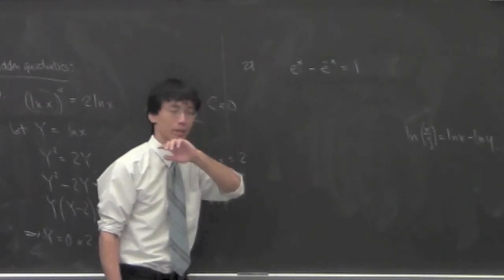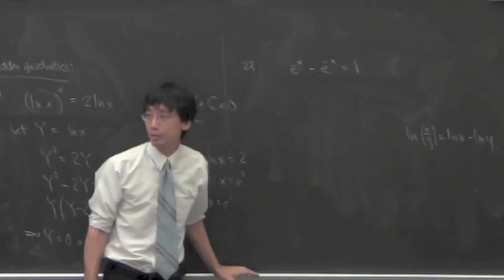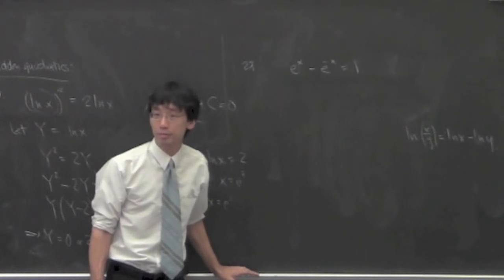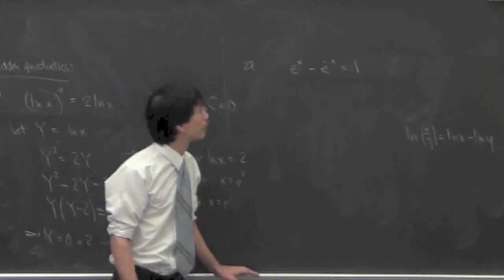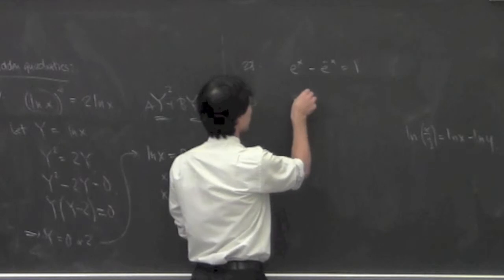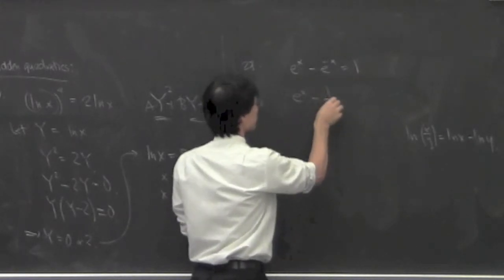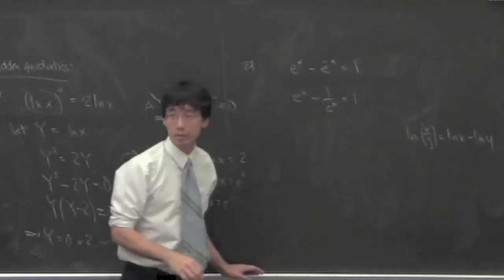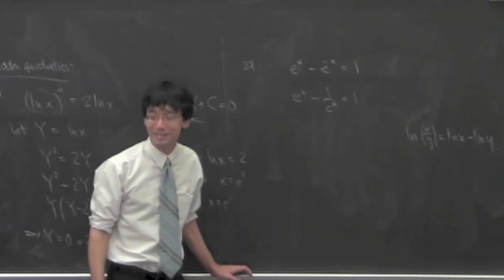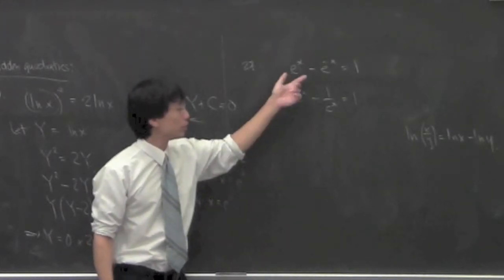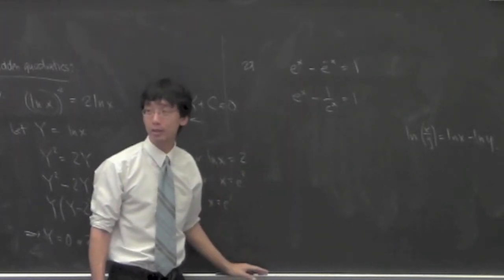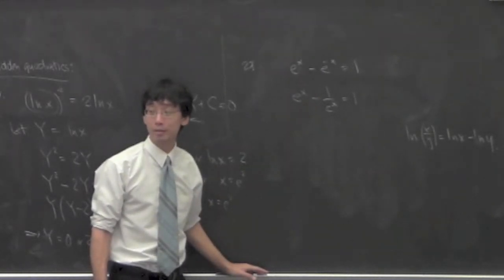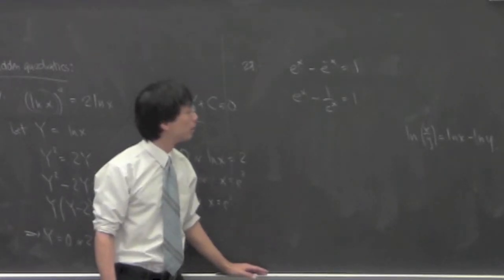Katie, what are you going to say? I don't know if this is right, but I just did e to the power x minus 1 over e to the power x equals 1. That's certainly true. That's legal. You haven't done anything illegal. And then you can just solve it, making it into one fraction.